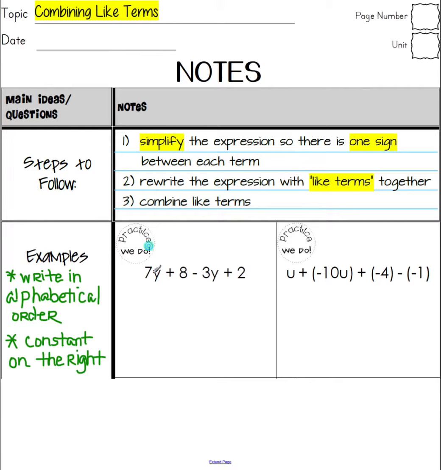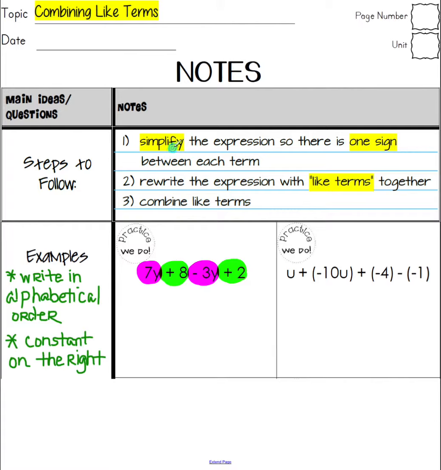So when we're looking at like terms, if we have 7y plus 8 minus 3y plus 2, we first need to identify what our like terms are. And so we have a 7y, and we also have a negative 3y, so our variables are the same, so those are like terms. We also have a positive 8 and a positive 2.